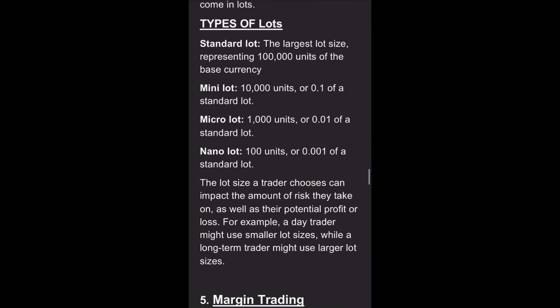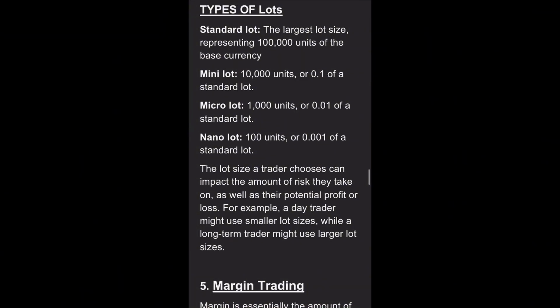There's a standard lot, a mini lot, a micro lot, and a nano lot. A standard lot is the largest lot size, representing 100,000 units of the base currency. A mini lot is 10,000 units, or 0.1 of a standard lot. A micro lot is 1,000 units, or 0.01 of a standard lot. A nano lot is 100 units, or 0.001 of a standard lot.